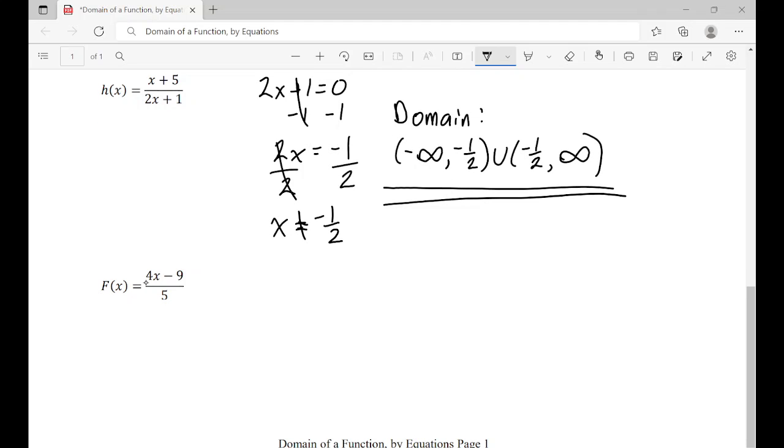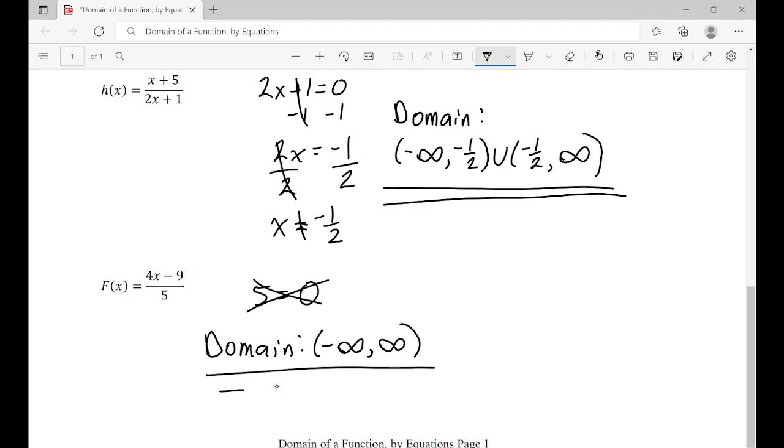Last, f of x equals (4x minus 9) over 5. I again do not care about the top, I'm only focused on the bottom. Now there is no variable in the bottom, but what happens if you just set it equal to 0 anyway? Well, you get 5 equals 0, and 5 is not 0. This is not possible, so there's nothing to exclude. So I can say that the domain of this function is again all real numbers, negative infinity to positive infinity, like so.